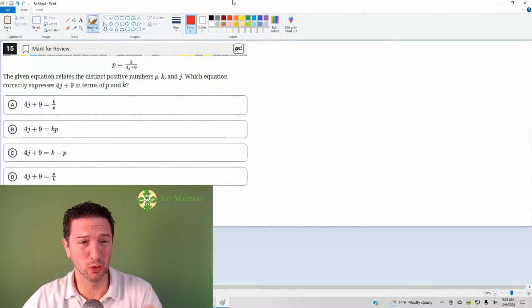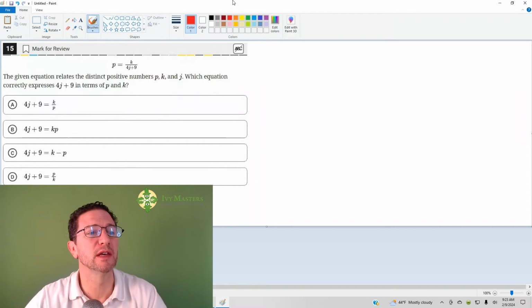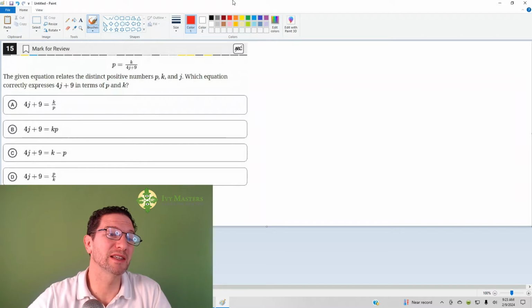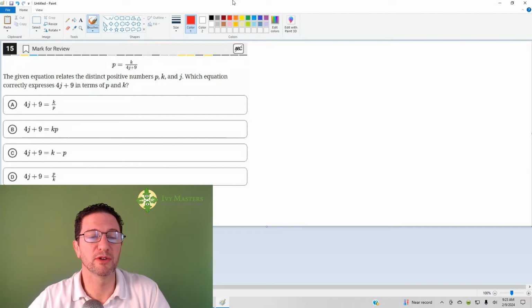SAT Test 2 Module 1. It's from the Bluebook app. Number 15 reads, the given equation relates the distinct positive numbers p, k, and j. Which correctly expresses 4j plus 9 in terms of p and k?